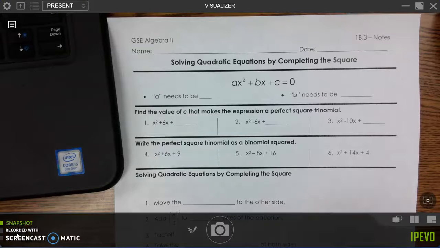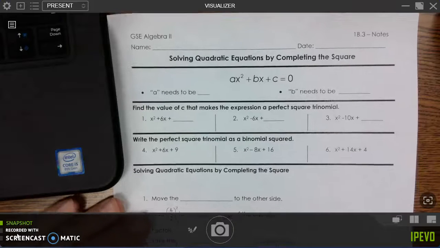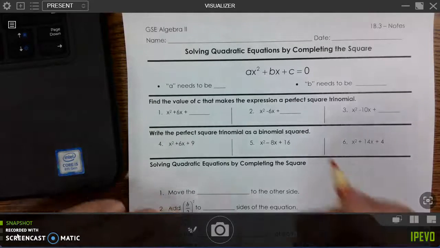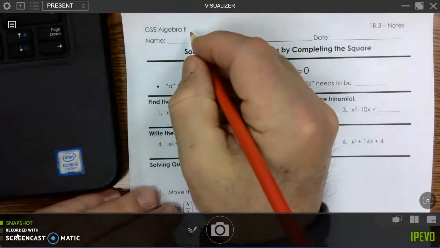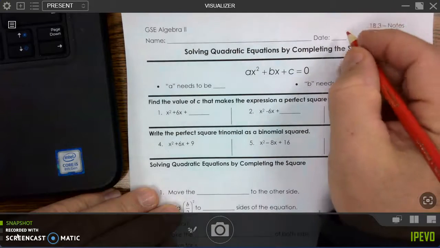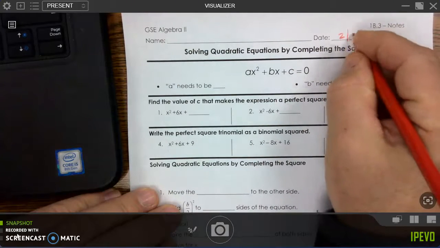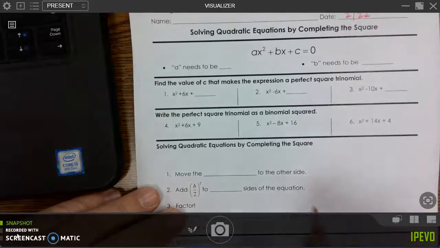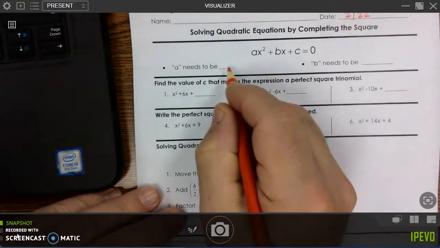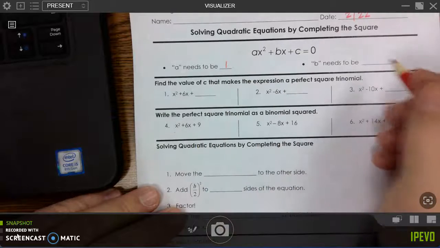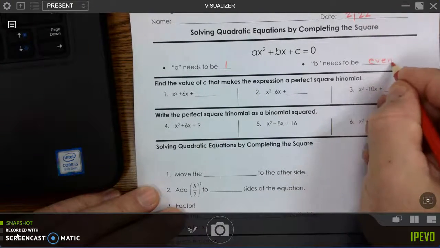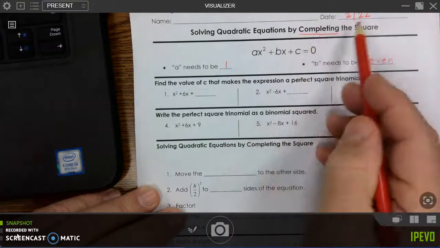All right, guys. I hope it is recording what I think it's recording, which is the notes that you need when you walk into class on Monday, February 22nd. Okay? These are the notes you need. First of all, A needs to be 1, guys, and B needs to be an even number if we're going to solve using this method.